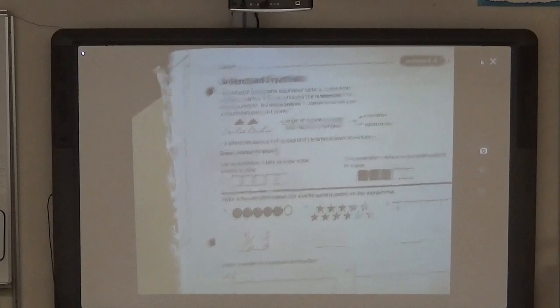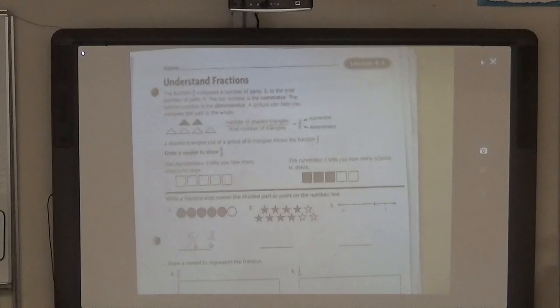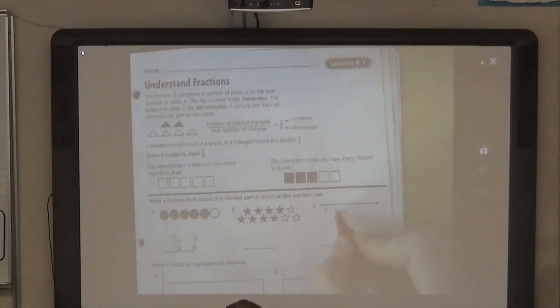And let's do number 3. What fraction is represented by that point? Remember the number line that we just did? Aiden? 3/4. So this is 1/4, 2/4, or 1/2, and 3/4.